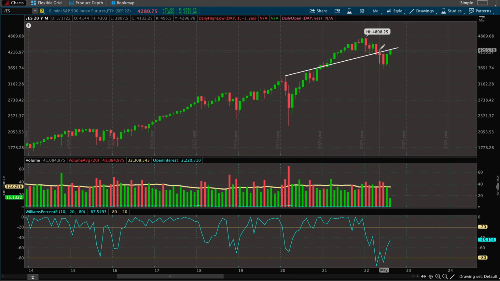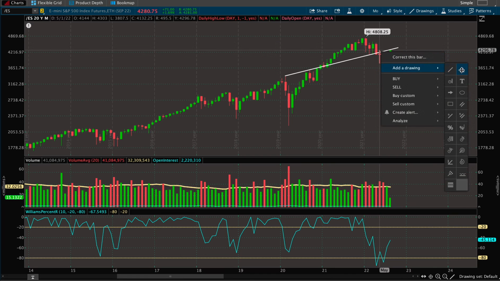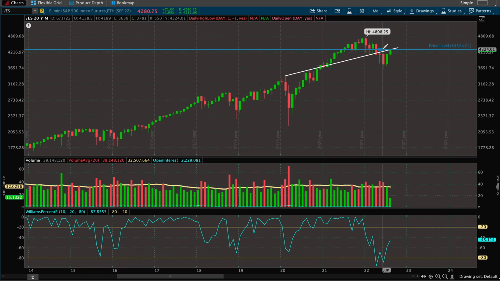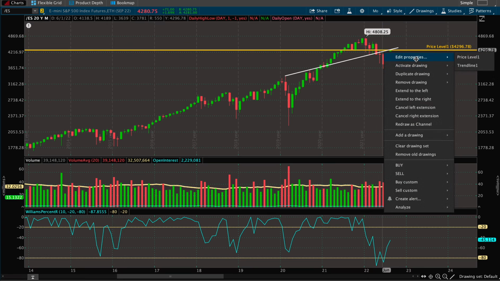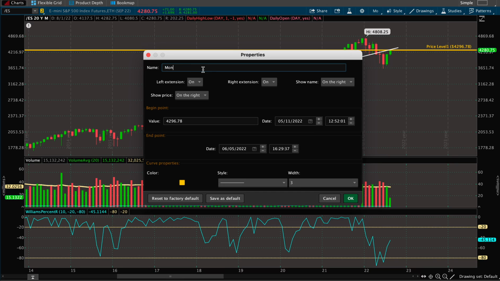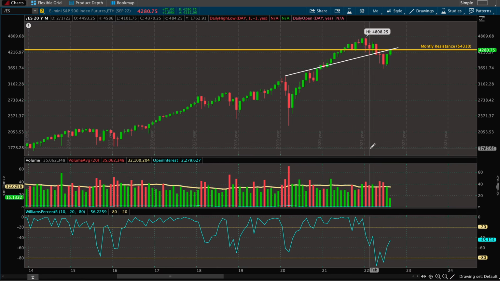So keeping that in mind, I would say around 4300 is where we have a resistance. So I'll give that range somewhere like 4310 to 4315. Let me put that as monthly resistance here, and I will put that as a 4310. That looks good. One thing I want to bring to your notice is the volume here.